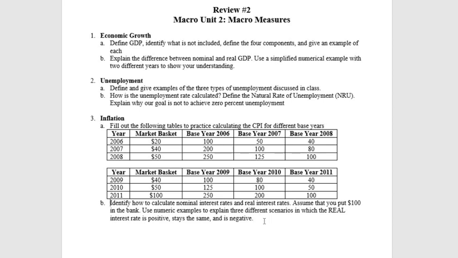Identify how to calculate nominal interest rate and real interest rate. Assume that you put $100 into the bank, using numeric examples to explain 3 different scenarios in which the real interest rate is positive, stays the same, and is negative. So with this one, just know that the nominal interest rate is the stated interest rate there. The real interest rate is the nominal interest rate minus the rate of inflation. Assume that you put $100 in the bank. Explain 3 different scenarios, in which the real interest rate is positive, stays the same, and is negative.